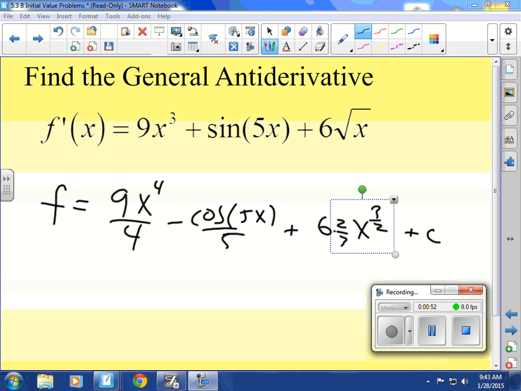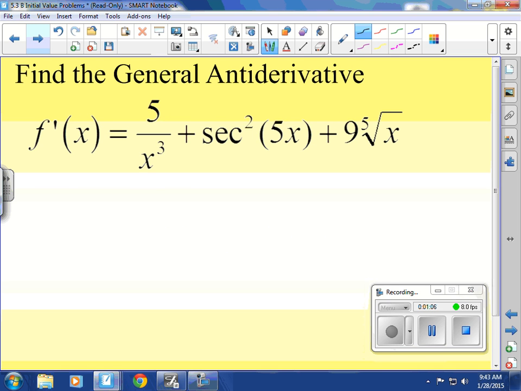One thing I would recommend, get the exponent first, right? Find the exponent, because the reciprocal of the exponent is a required component. So get that exponent figured out first. All right, let's try one more practice problem.